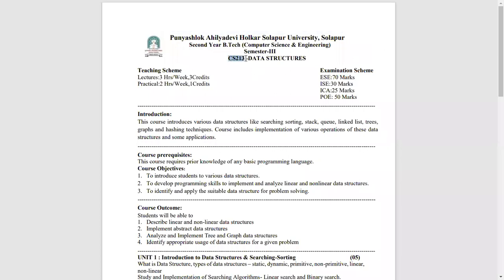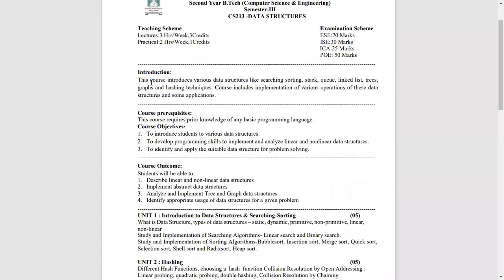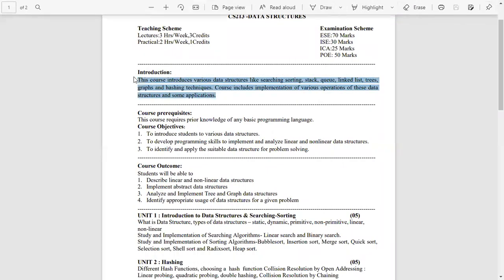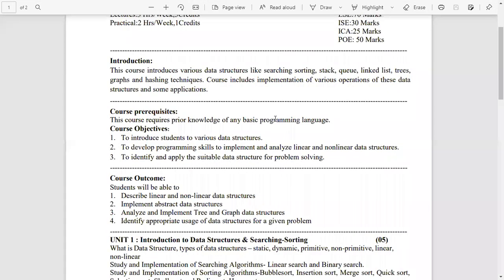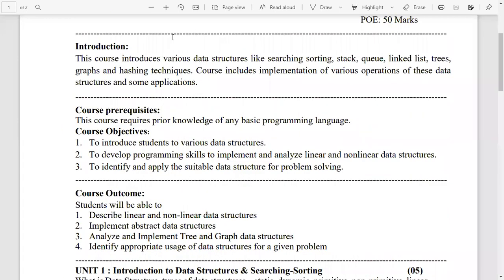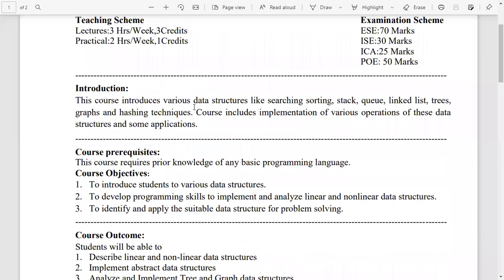Now our subject is CS 213 Data Structure, right? The teaching scheme we already discussed, and the examination scheme, right? Now here a short introduction of data structure is given. I will just read it, and after that we'll discuss in detail. This course introduces the various data structures. Is it visible on the screen? Is the font visible to everyone, or should I increase the size? Now it is visible; I have increased the font size.